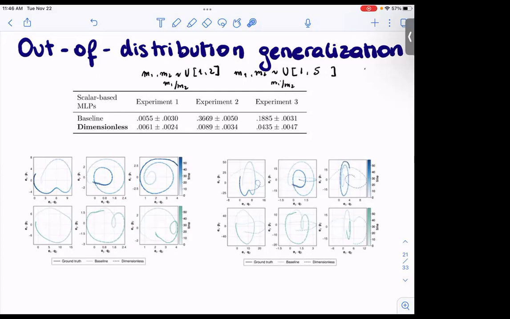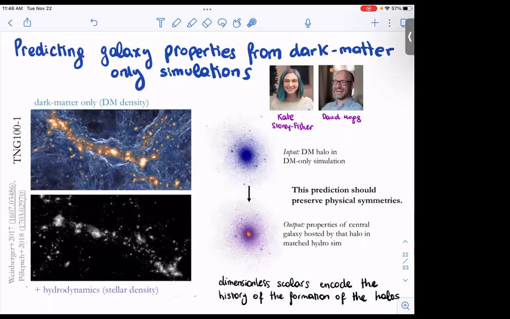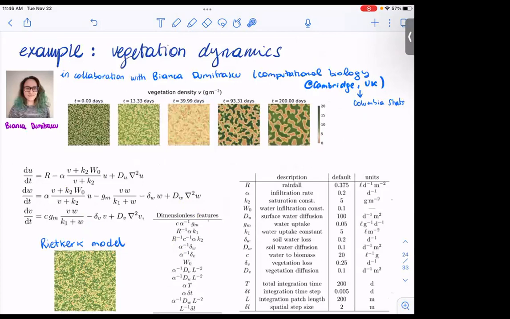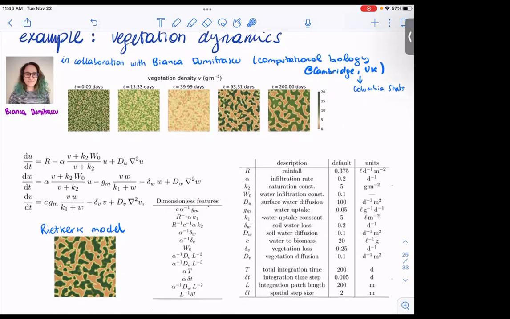So there are some applications. I'm not going to go into these details because I'm already almost out of time. But I just want to mention that I work with David Hogg and Kate Story-Fisher in applying these models to predicting properties of galaxies from dark matter simulations. There's another application to vegetation dynamics with Bianca Dumitrascu. I'm happy to take questions about any of these at the end if you're interested.